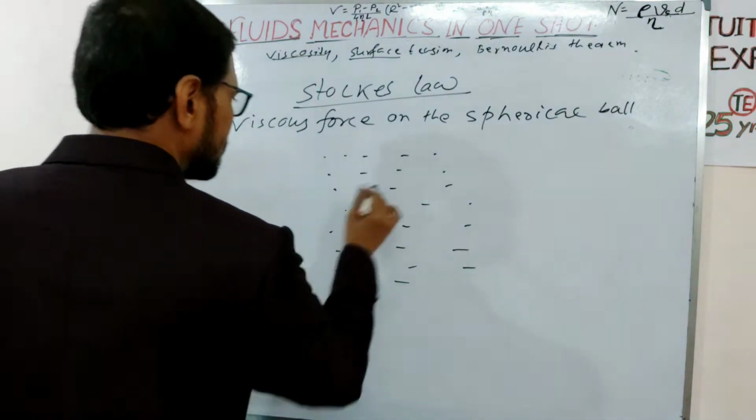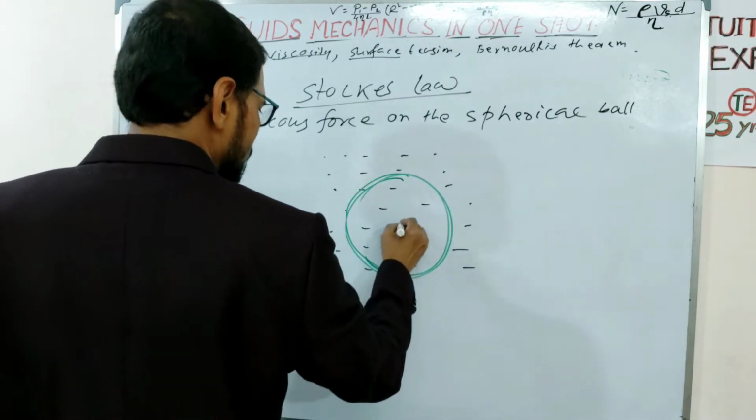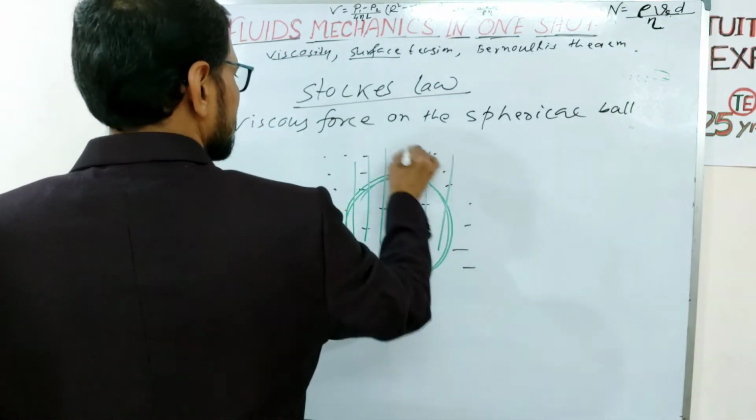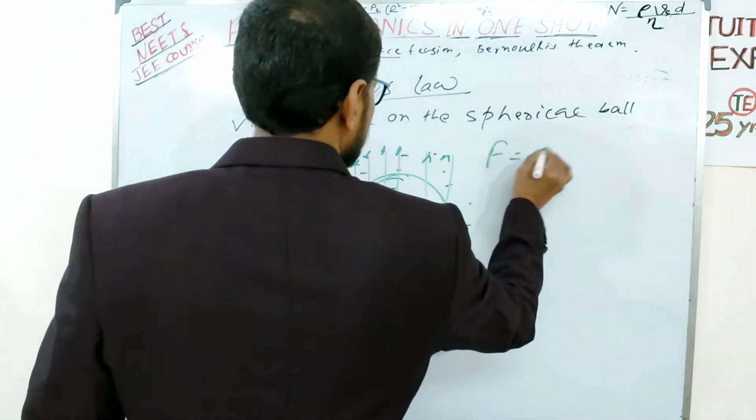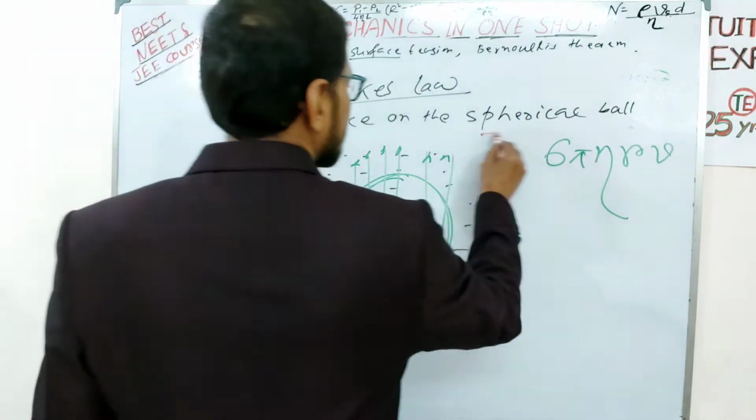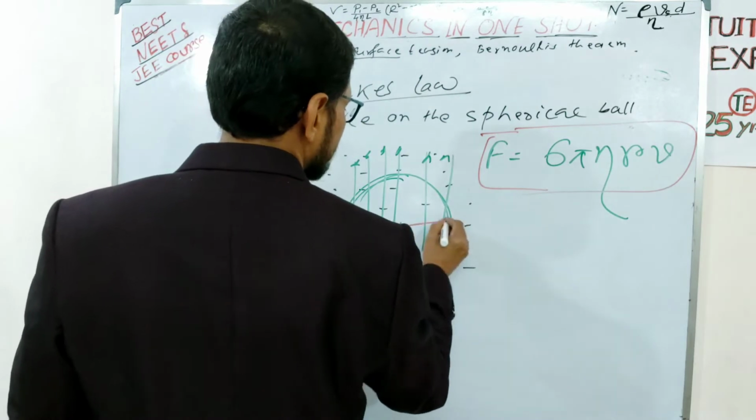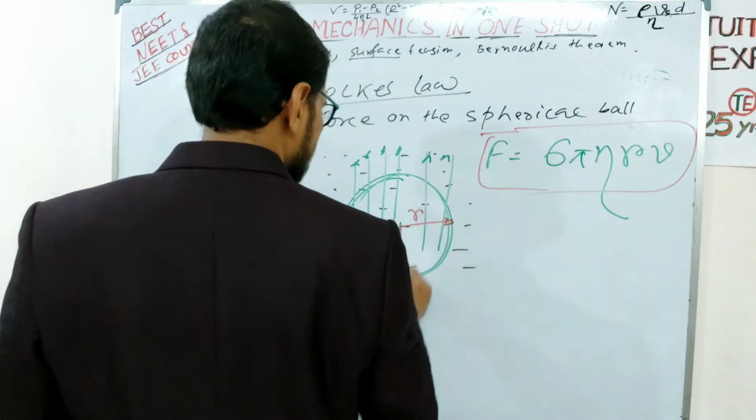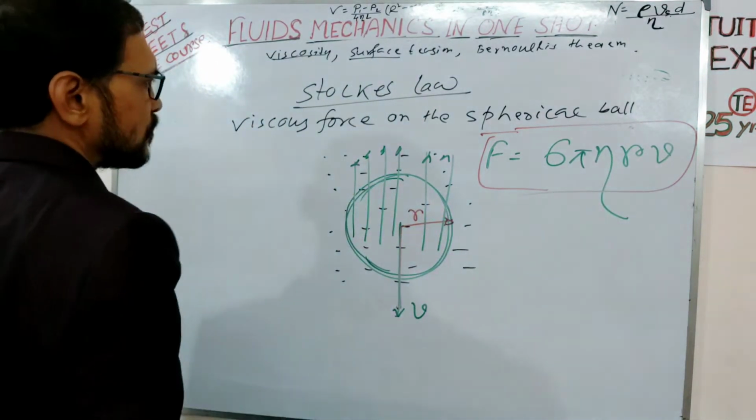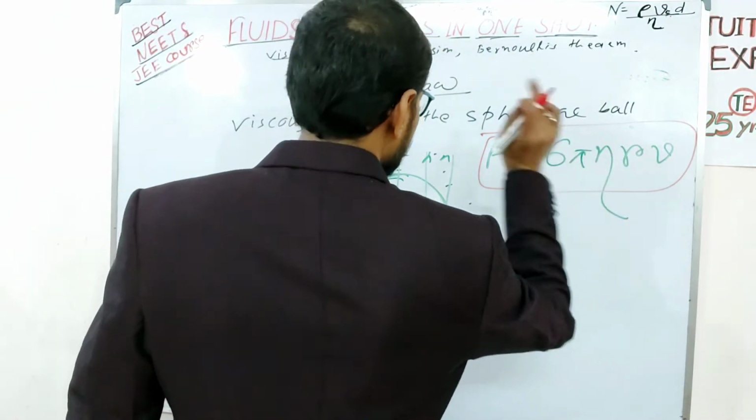Suppose this is a spherical ball. When the spherical ball moves with velocity v, then viscous force acts. The formula is viscous force equal to 6 pi eta r v. This is the formula of viscous force acting on the spherical ball, where eta is the coefficient of viscosity, r is the radius of the sphere, and v is the velocity. So 6 pi eta r v is the viscous force acting on a spherical ball when it moves with velocity v in a liquid of coefficient of viscosity eta.